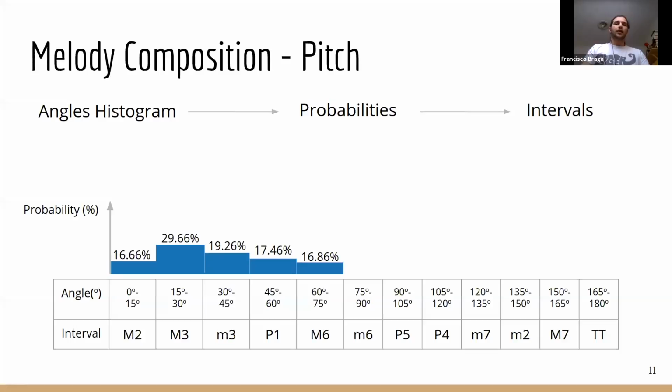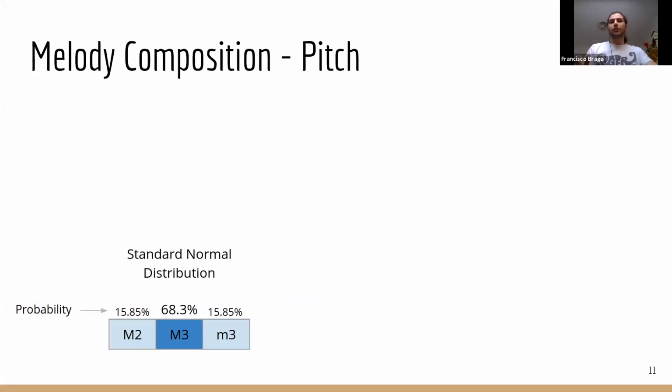So finally, we choose a certain interval, but we also acknowledge that if a certain angle does not occur, that interval will never happen, of course. And we also consider that for a certain range of angles, not only the respective interval could represent it, but also the neighboring intervals. So we decided to apply after this a standard normal distribution to give the neighboring intervals a chance of being chosen. So from here, finally, we have our interval, in this case, a major third.